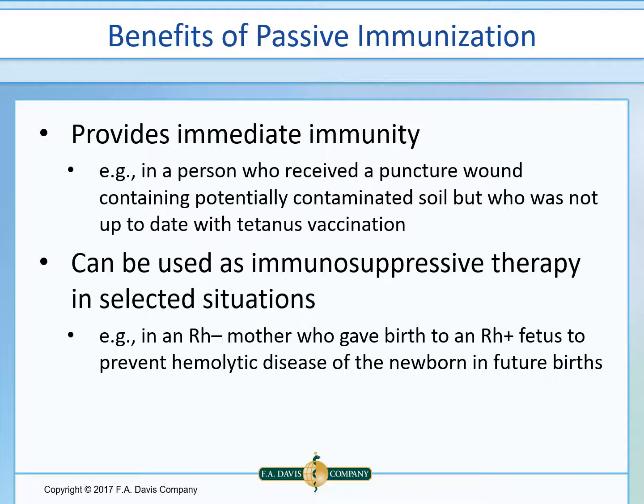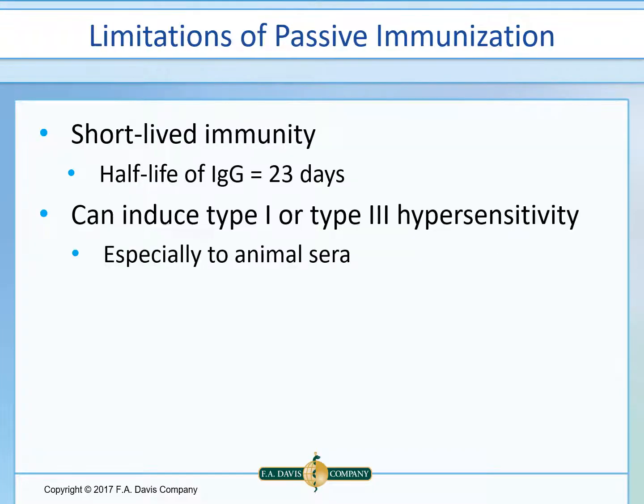Passive immunization can also be used as immunosuppressive therapy in select situations. For example, in an Rh-negative mother who's given birth to an Rh-positive fetus to prevent hemolytic disease of the newborn in a future birth. Limitations of passive immunization include the fact that it provides short-lived immunity, with IgG having a half-life of about 23 days. In addition, passive immunity can induce type 1 or type 3 hypersensitivity reactions, especially to animal sera preparations.